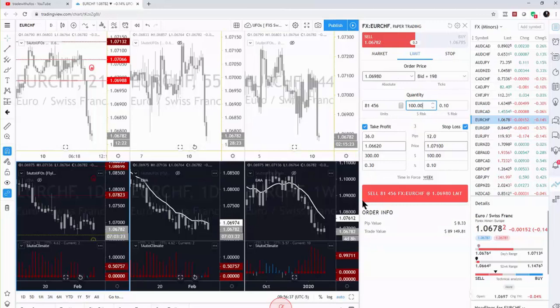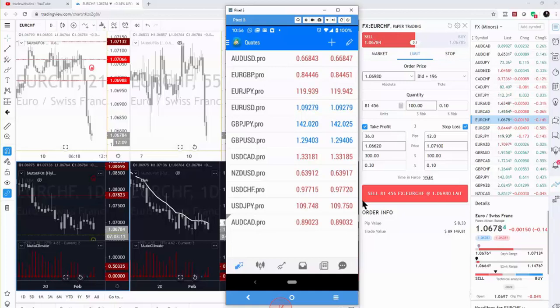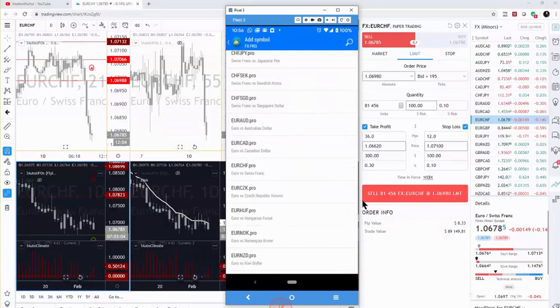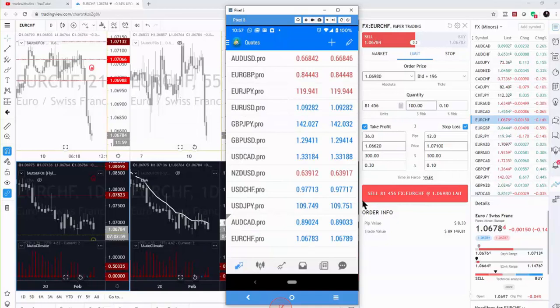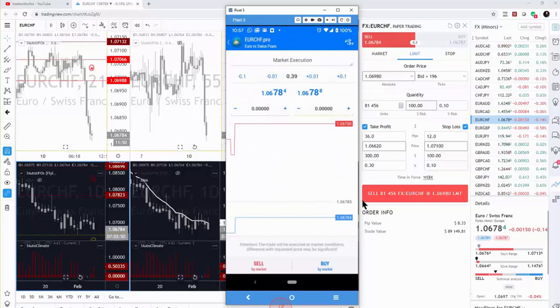Okay, so here is my MT4, my mobile MT4. I don't have Euro Swiss franc, so I'm going to tap on the plus sign, tap on FX Pro and look for Euro Swiss franc. Okay. The Euro Swiss franc is right here on the screen. I'm going to tap on it, and now I'm ready to go for an order. Okay, and good practices again from top to bottom. First, sell limit. Second, size, which we said is going to be 81.